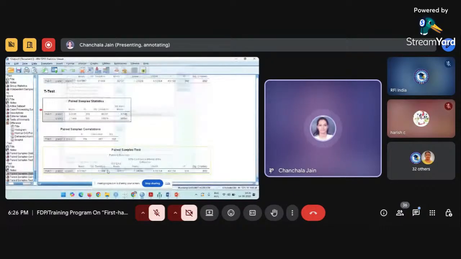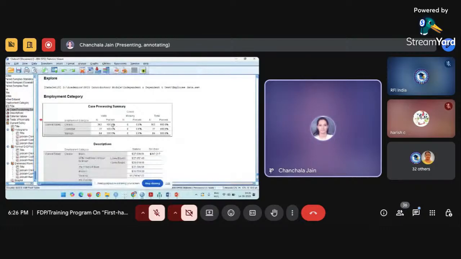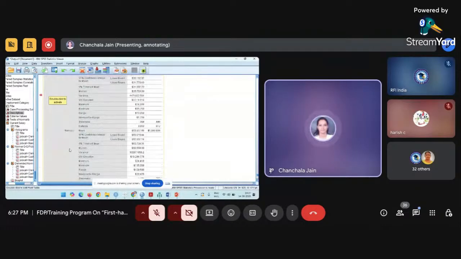So we are getting the output. Now you can check the case processing summary table. We are having the current salary of a total of 363 clerical staff, 27 custodial, and 84 manager, right? No missing value in any of the groups, so the total is coming the same. Coming to the descriptive statistics, you can check the current salary according to the three different categories: clerical, custodial, and manager.